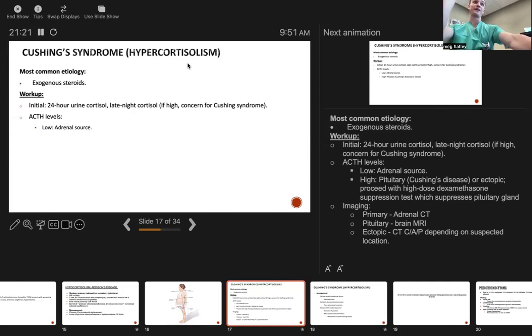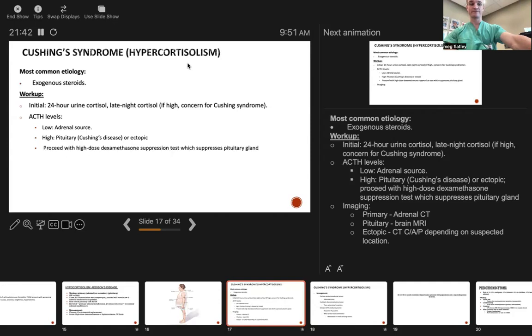So ACTH comes from the pituitary, okay, where else could it come from? Cancer. What kind of cancer? Yeah, typically a small cell is the classic one. And so how do you differentiate between those two? Great. High dose dexamethasone suppression test. Which one will that suppress? Correct. We've already talked about imaging: adrenal CT, pituitary brain MRI, and then for an ectopic, you scan the entire body.